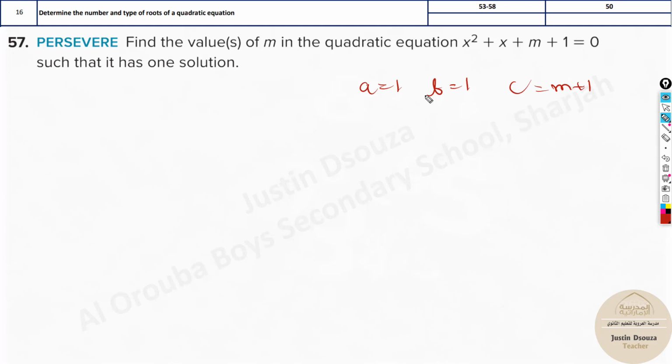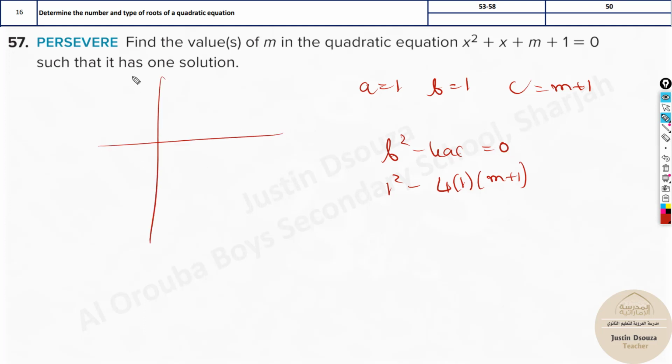Now we will use the discriminant. Sorry, not the square root, what I'm trying to say is discriminant. I just forgot the word for some time. Now discriminant is b square minus 4ac. Substitute the values. It's 1 square minus 4 multiplied by a is 1 and c is m plus 1. Here, this is an important thing. We know that one solution means it must be equal to 0. Only then you will have one solution. That means the graph only touches at one point like this.